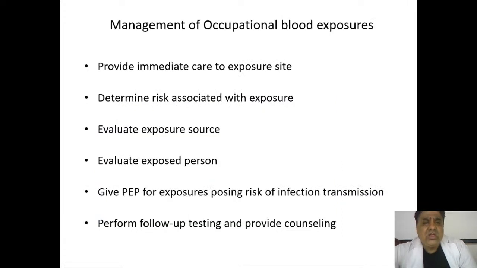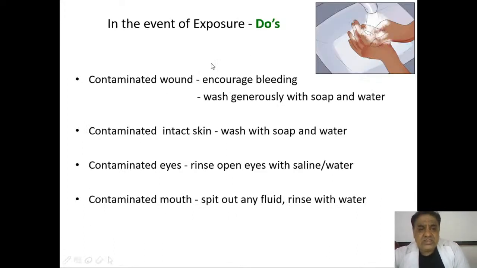So what do you do? Once you have an occupational needle stick injury or any such exposure, you provide care to the site, determine the risk of exposure, evaluate the source, evaluate the person, and give post-exposure prophylaxis and follow-up testing for hepatitis B, C, and HIV if required. First thing to do is, for the contaminated wound, encourage bleeding and wash with soap and water.